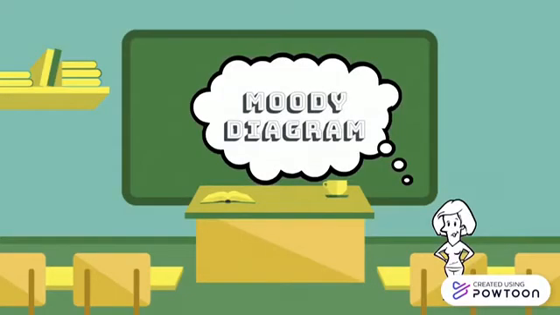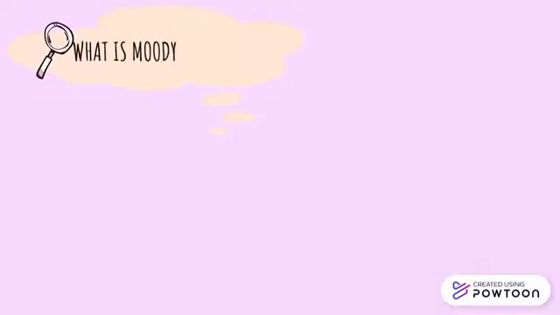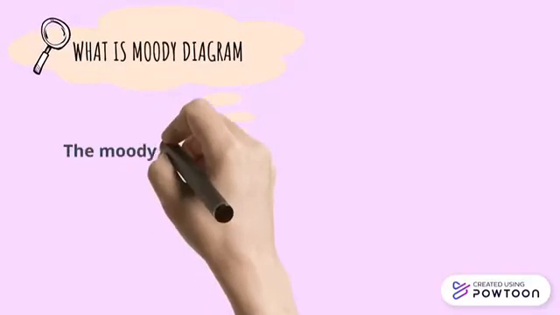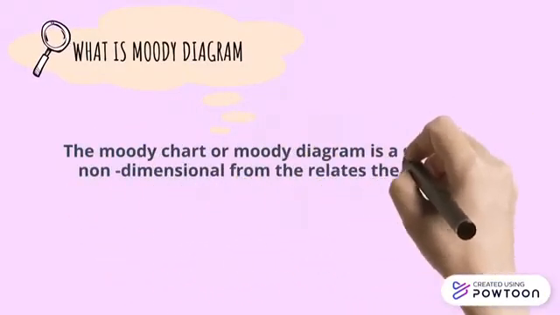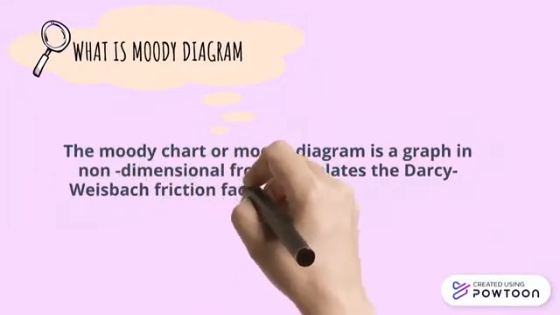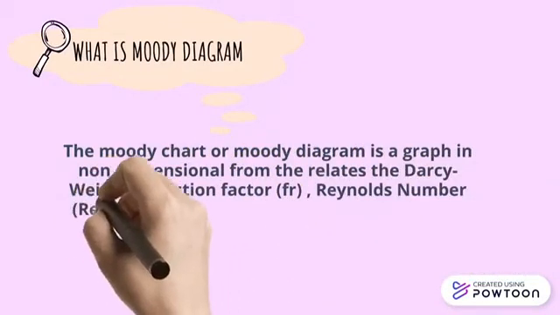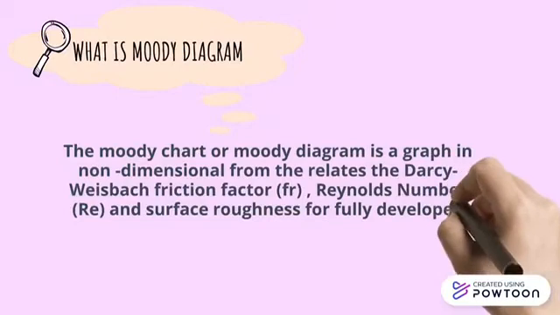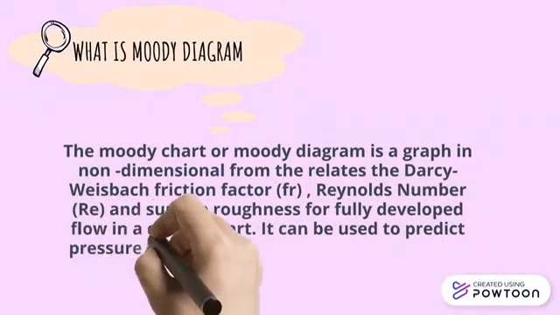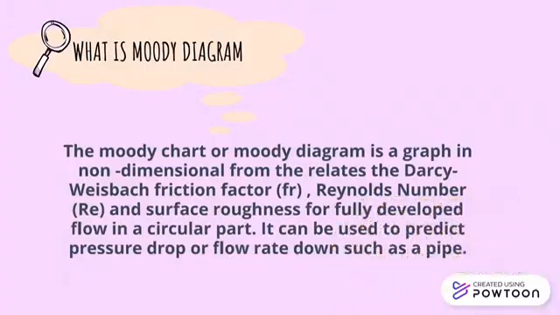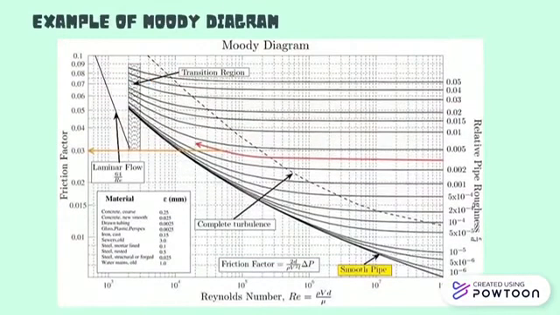Representation is Moody Diagram. Okay, what is Moody Diagram? The Moody chart or Moody diagram is a graph in non-dimensional form that relates the Darcy-Weisbach friction factor, Reynolds number, and surface roughness for fully developed flow in a circular pipe. It can be used to predict pressure drop or flow rate down, such as in a pipe. Okay, example of Moody diagram.